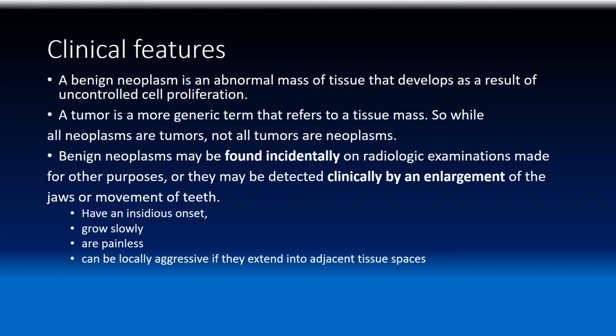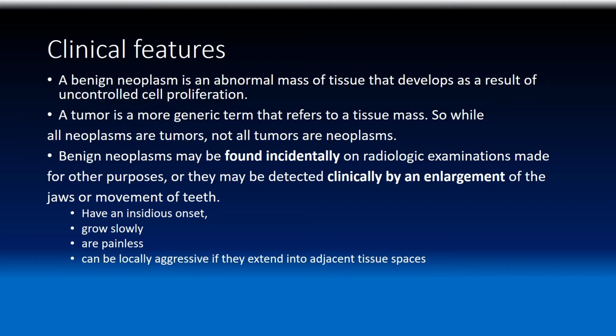A benign neoplasm is an abnormal mass of tissue that develops as a result of uncontrolled cell proliferation. A tumor is a more generic term that refers to a tissue mass. So, while all neoplasms are tumors, not all tumors are neoplasms. Benign neoplasms may be found incidentally on a radiographic examination made for other purposes, or they may be detected clinically by an enlargement of the jaw or movement of the teeth.